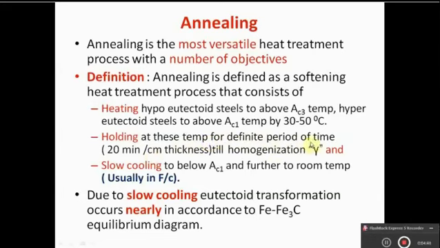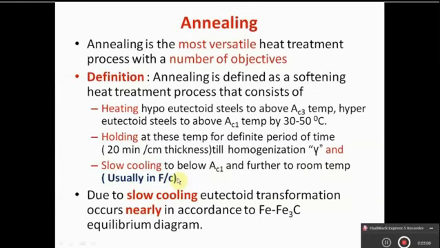That time depends upon the section thickness of the casting. 20 minutes per centimeter thickness is the empirical relation for holding the castings at that particular temperature till complete homogenization of austenite takes place, followed by slow cooling to below the A1 temperature and further to room temperature.